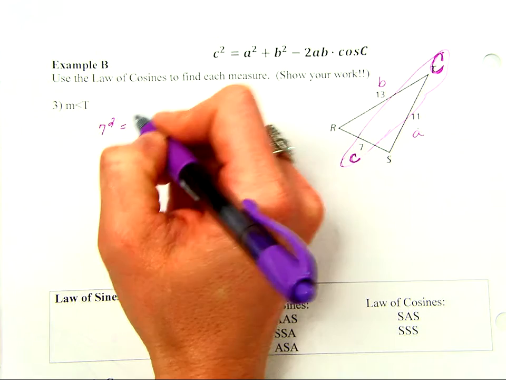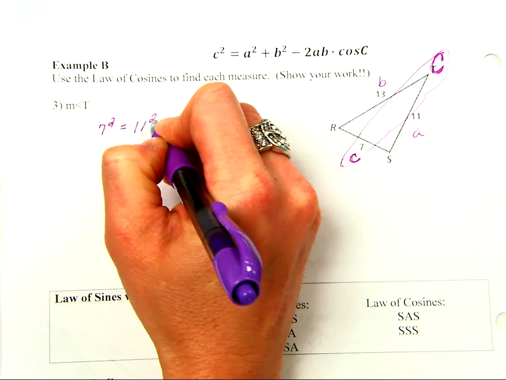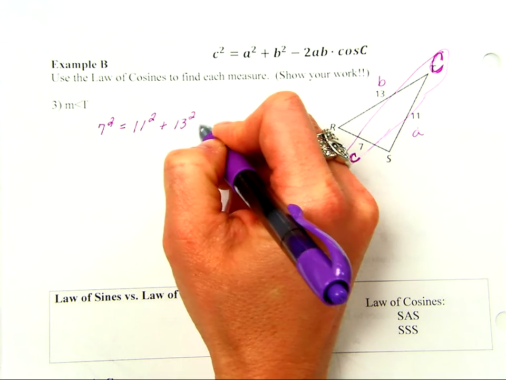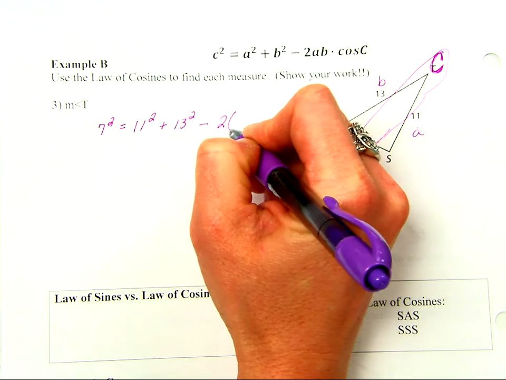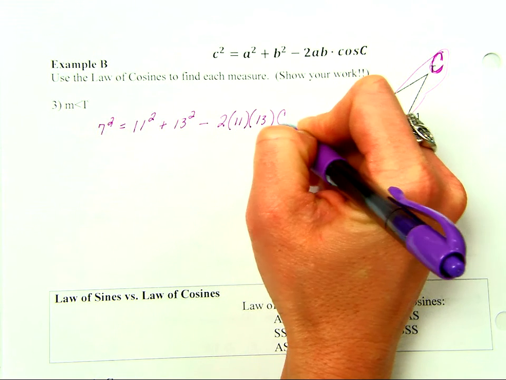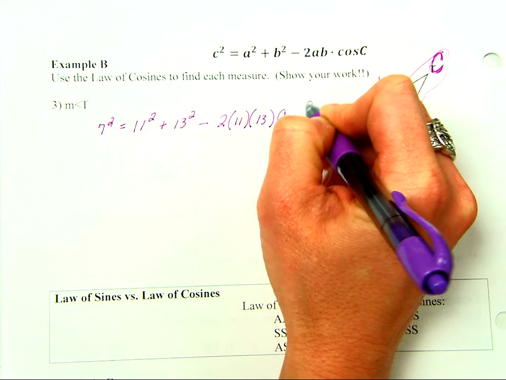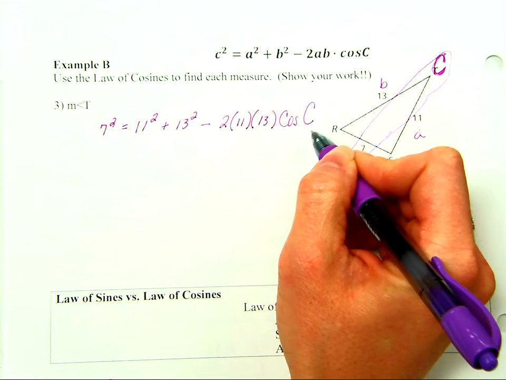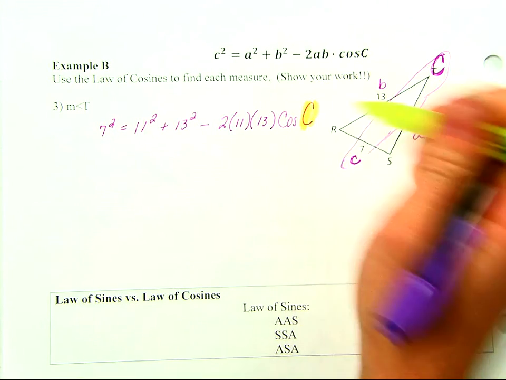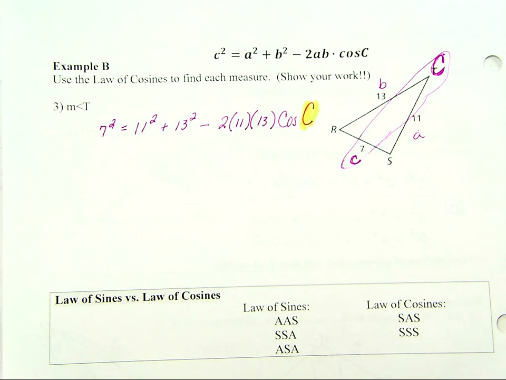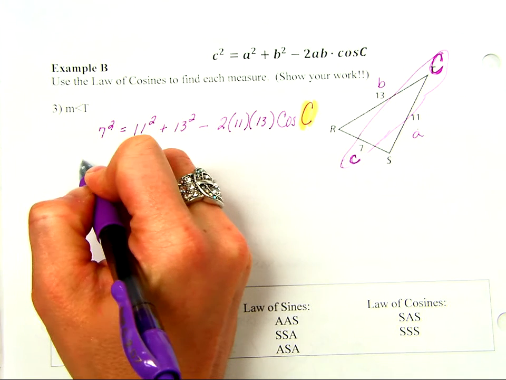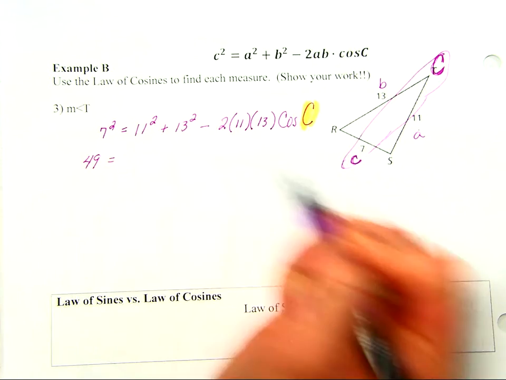7 squared, A squared plus B squared minus 2 times A times B times the cosine of C. And this time I don't know what that angle is. And so here we're really looking to solve for that variable. I'm going to do a little bit of simplifying, okay? I know that I need to do my exponents first, 49.